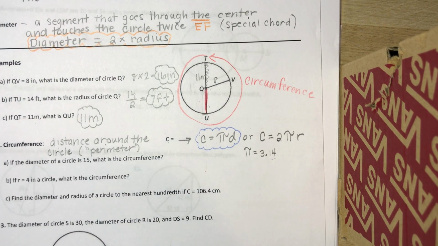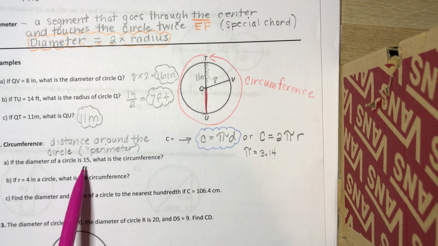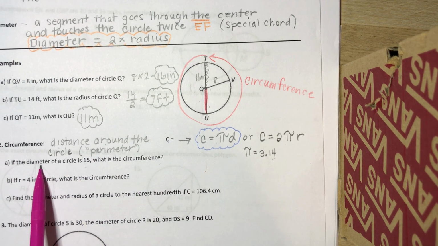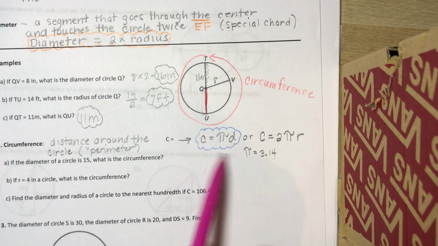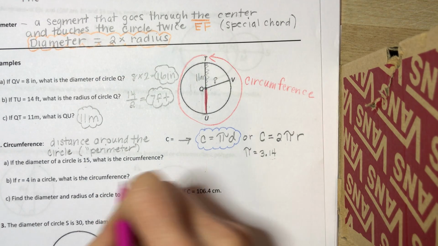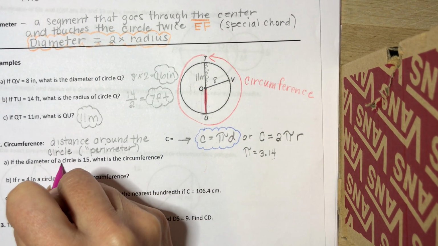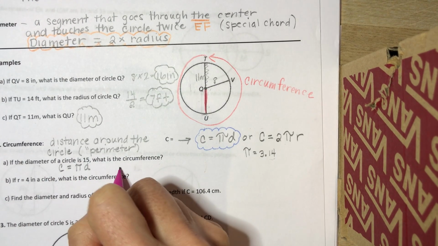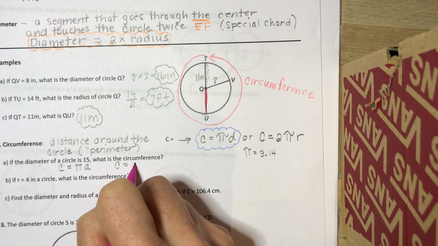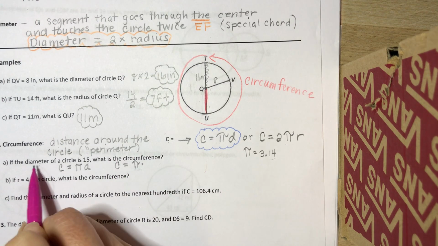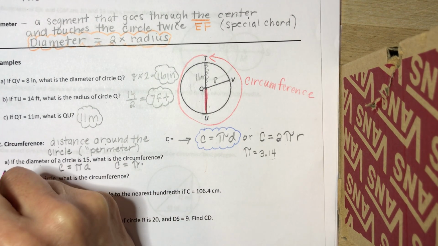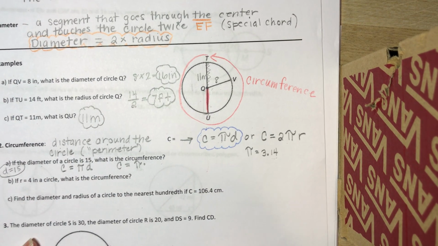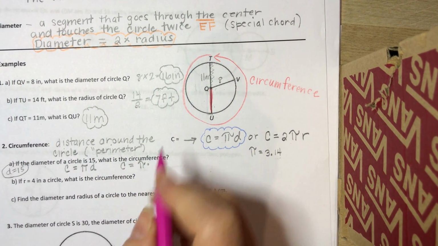Let's take a look at A. If the diameter of a circle is 15, what is the circumference? So they're telling us what the diameter is. So if I look at my formula here that I bubbled, I like to write my formula out a little bit. Circumference equals pi times diameter. Let's plug it in. Circumference equals pi times the diameter is 15. I might jot that down over here. D equals 15. All right, I can plug that in.